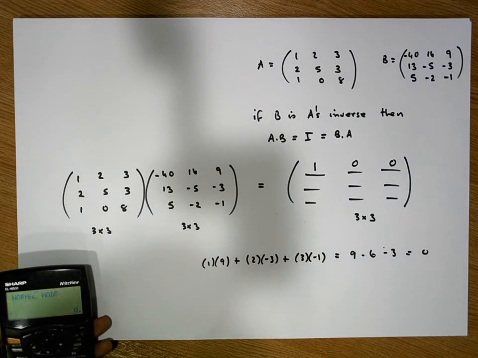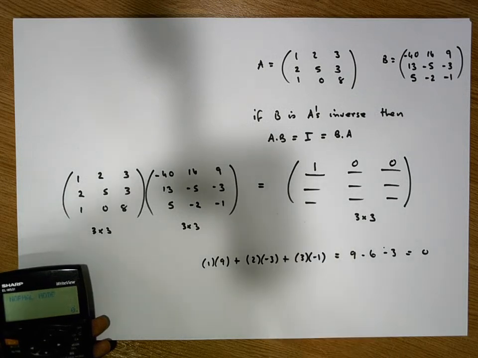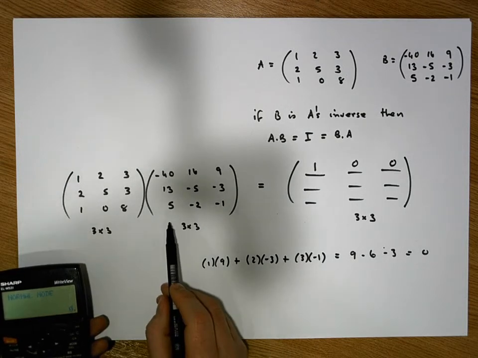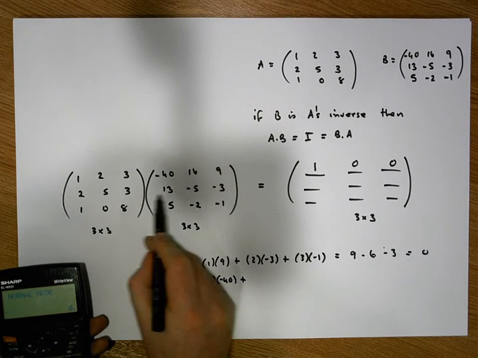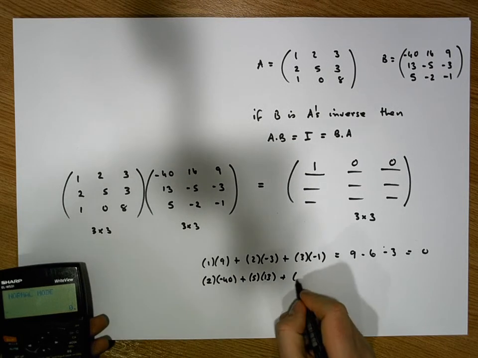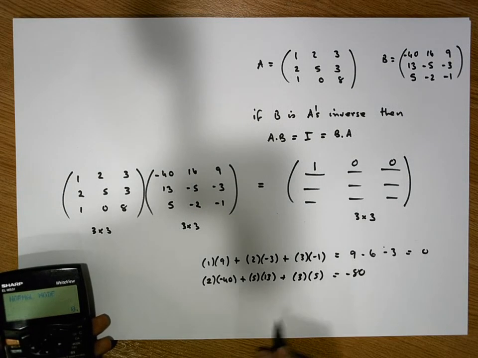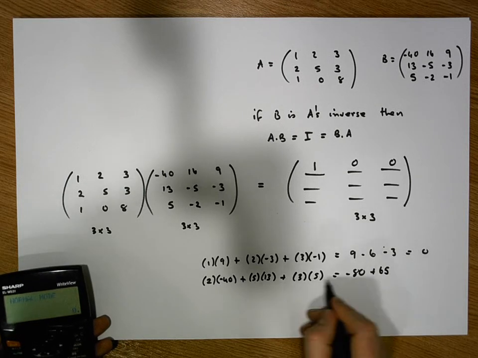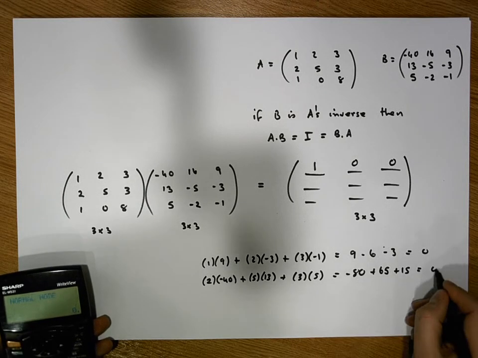Okay. This entry in here is on the second row, first column. So what we should do is multiply the second row by the first column. Okay, so the second row by the first column, entry by entry, is 2 times minus 40 plus 5 times 13 plus 3 times 5. Okay, so 2 times minus 40 is minus 80. 5 times 13 is going to be 65. 3 times 5 is 15. 65 and 15 is 80. And minus 80 gives us a 0. So we end up with a 0 here.